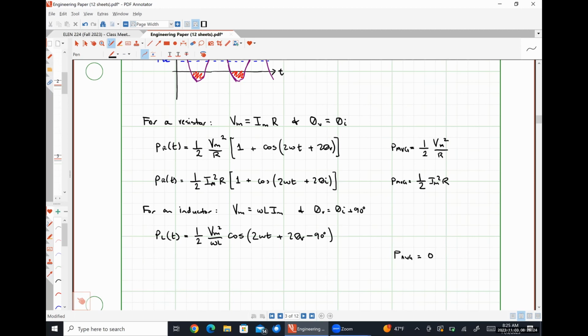So this is going to look like PL of t is equal to 1/2. Vm is going to be expressed as omega L Im, multiply that by Im, and we have Im squared times omega L.